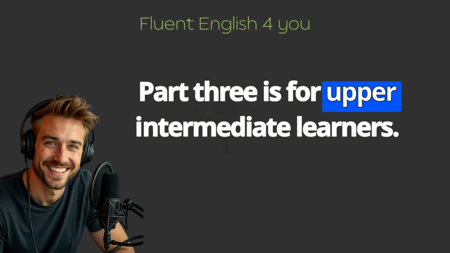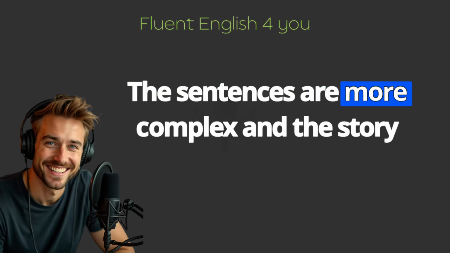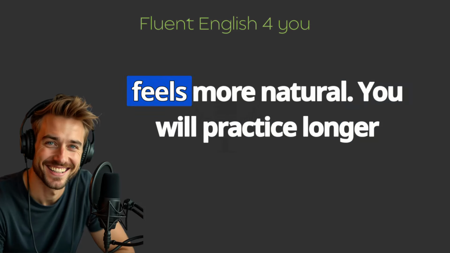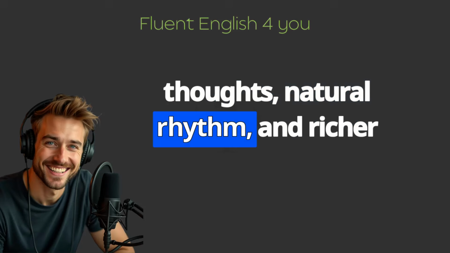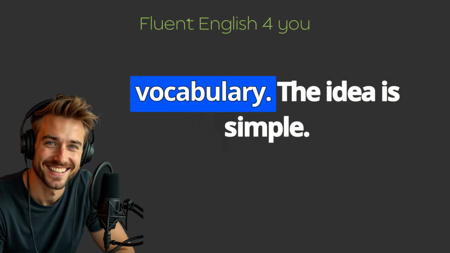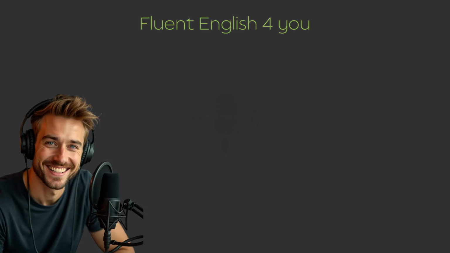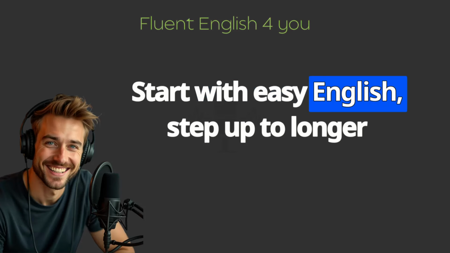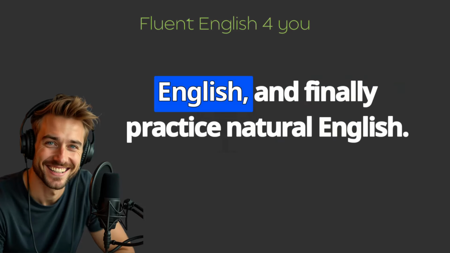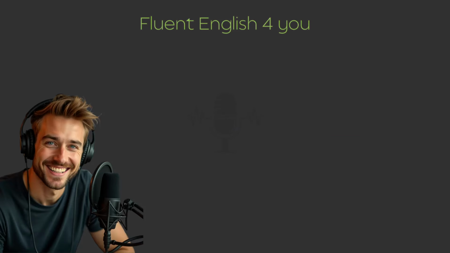Part 3 is for upper intermediate learners. The sentences are more complex and the story feels more natural. You will practice longer thoughts, natural rhythm, and richer vocabulary. The idea is simple. Start with easy English, step up to longer English, and finally practice natural English.